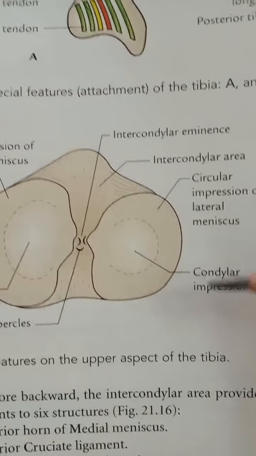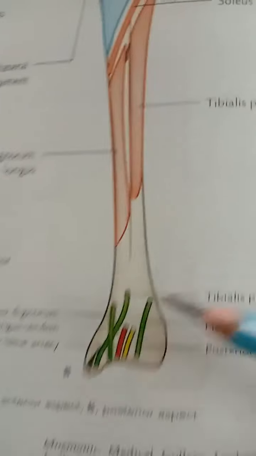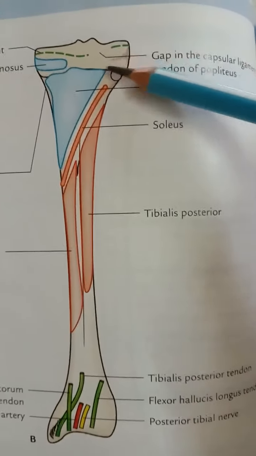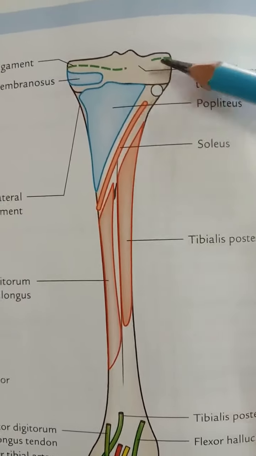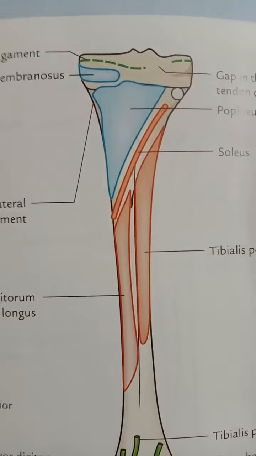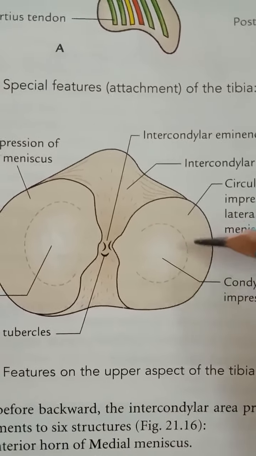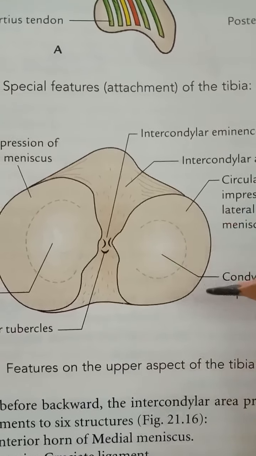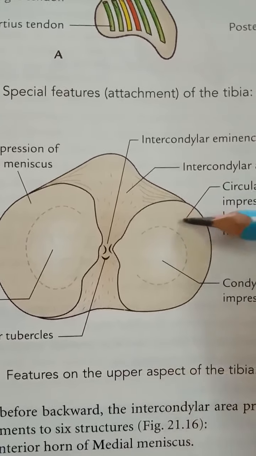Then the lateral condyle. Here is the superior articular surface of the lateral condyle, and in this diagram you can see the lateral condyle. The lateral condyle overhangs the shaft more than the medial condyle. The superior surface of the condyle articulates with the lateral condyle of the femur, and the articular surface is nearly circular.